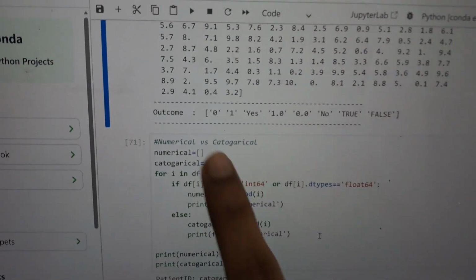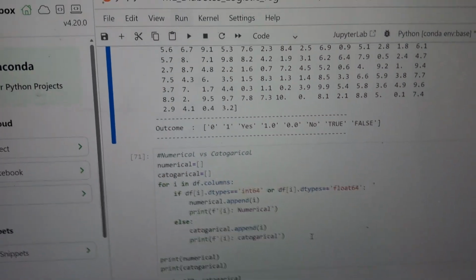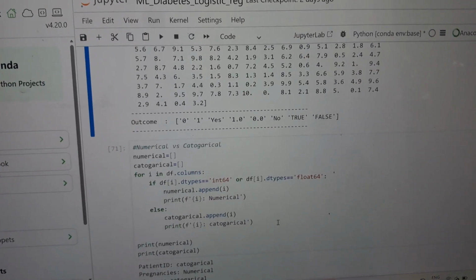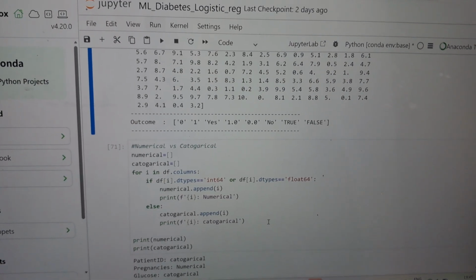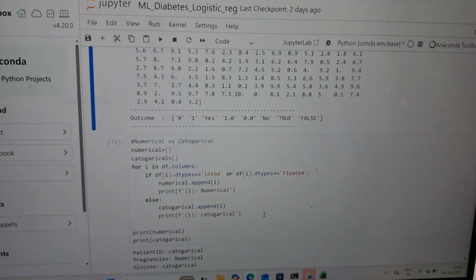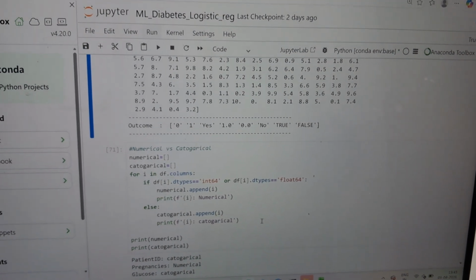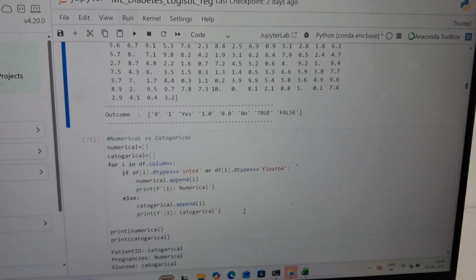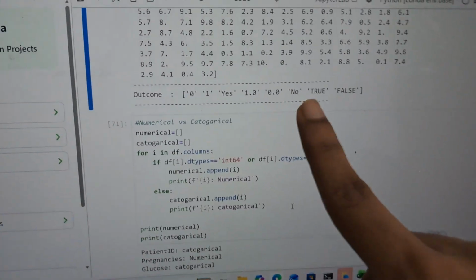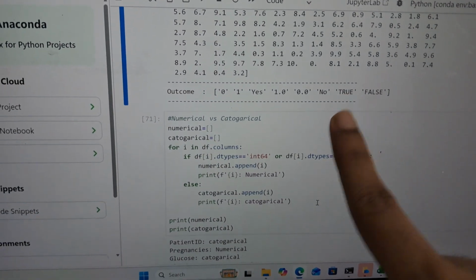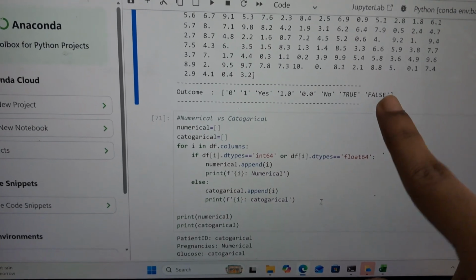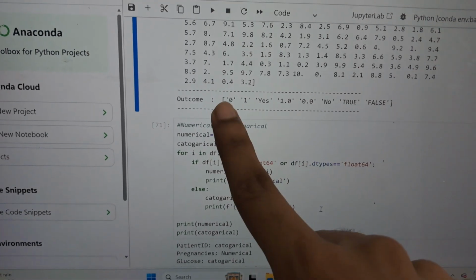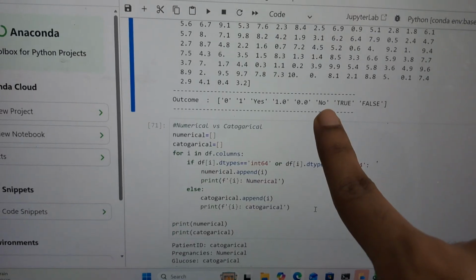One more thing, in the outcome, which is the output variable: as it is a binary classification, logistic regression is used for binary classification, meaning only two classes: yes cancer or no cancer, yes diabetes or no diabetes, spam or non-spam, yes or no, true or false. So here, true is in the form of 1.0, 1 and yes.